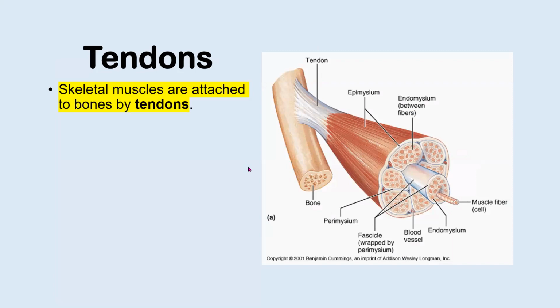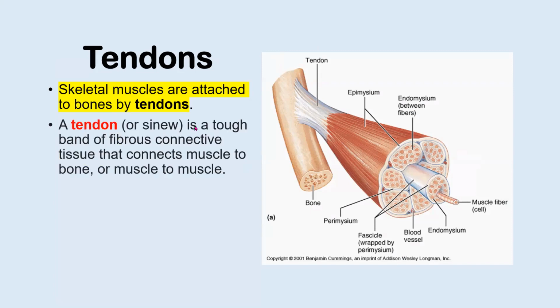Now, the tendons actually attach the muscle fibers to the bone. Very, very tough, and it doesn't stretch at all, because otherwise you wouldn't get your bones moving properly. The old name for it is sinew. So it's very tough. It's called connective tissue, because it connects muscles to bones and muscles to muscles.